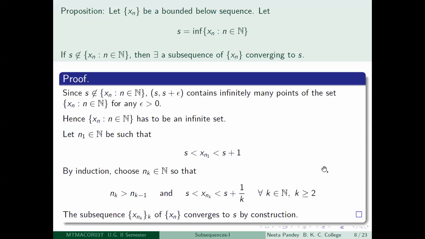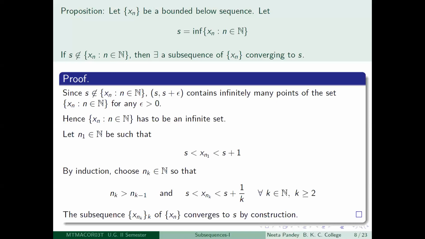Then you will get a subsequence, and it is sandwiched between two sequences. One is the constant sequence s, the other is the sequence s plus 1 by k, which converges to s as k tends to infinity. So the limit as k tends to infinity of x_nk will also be equal to s. So this is by construction. Now why is this important, that s should not be a term of the sequence?